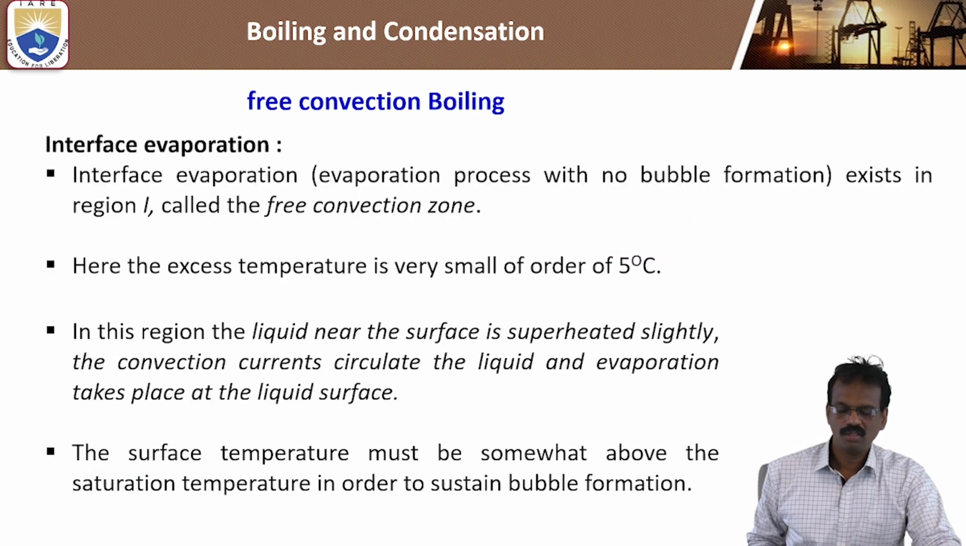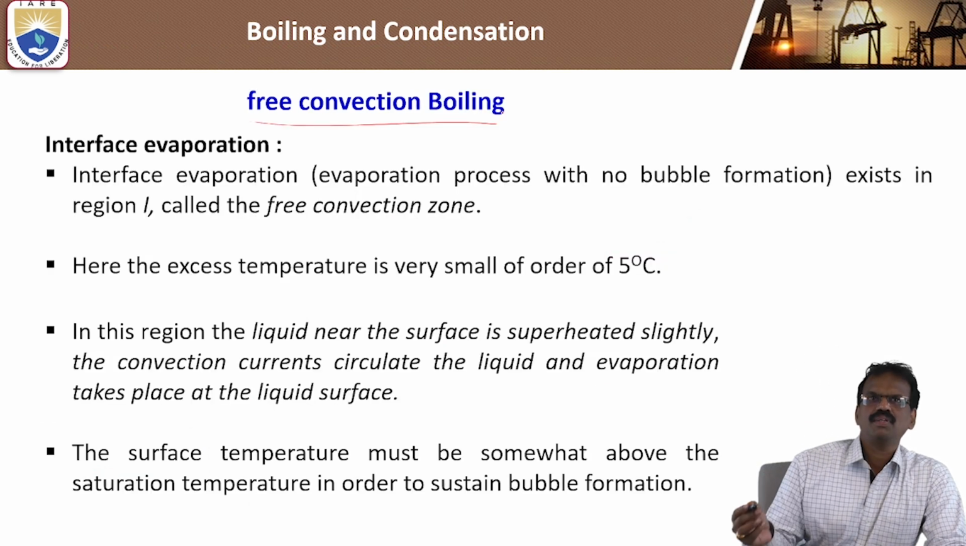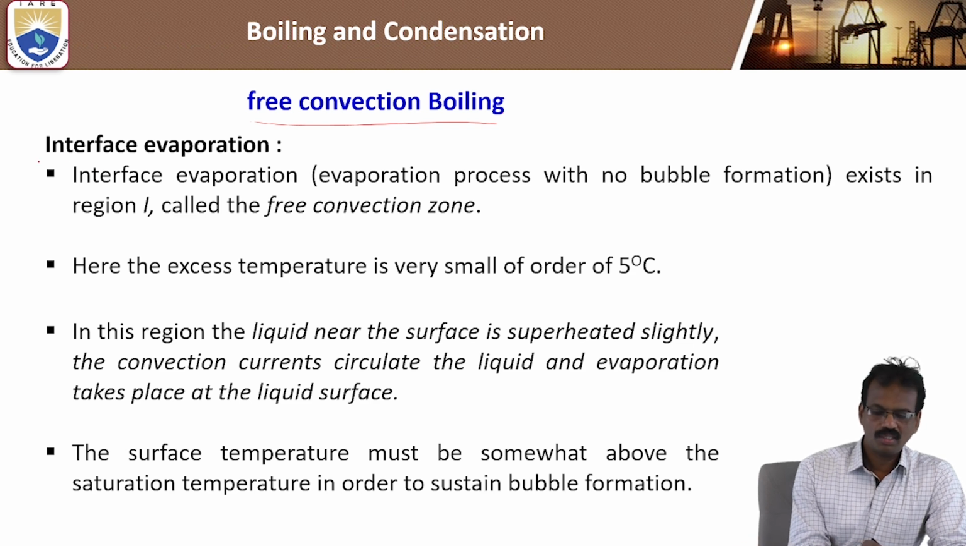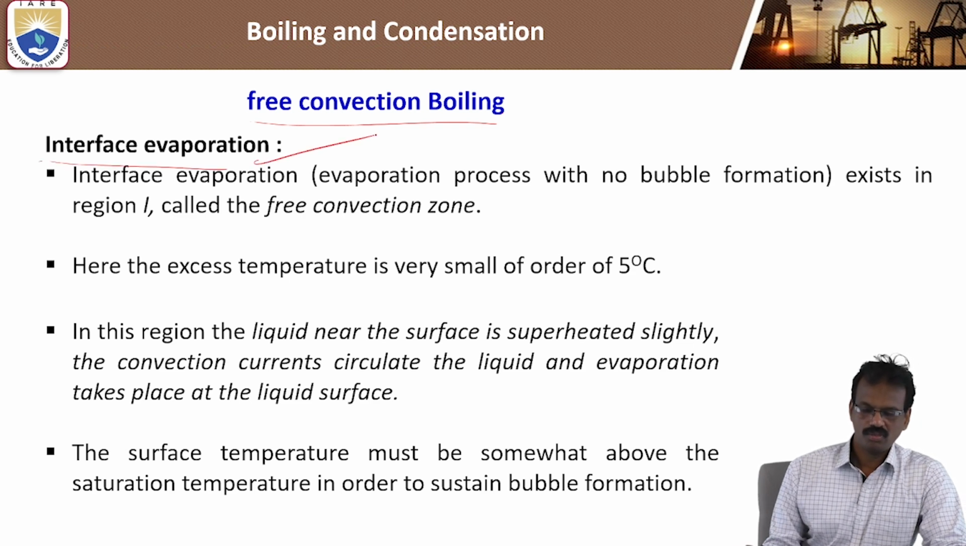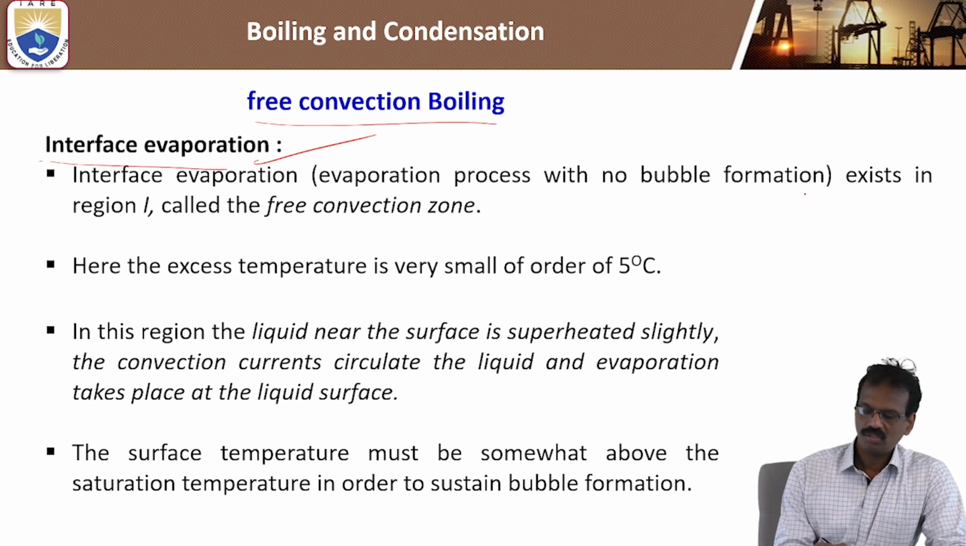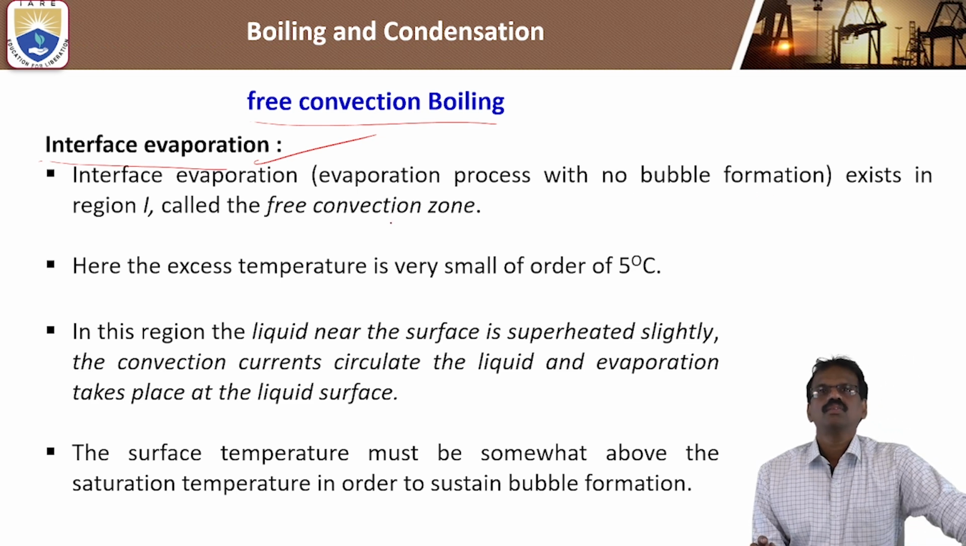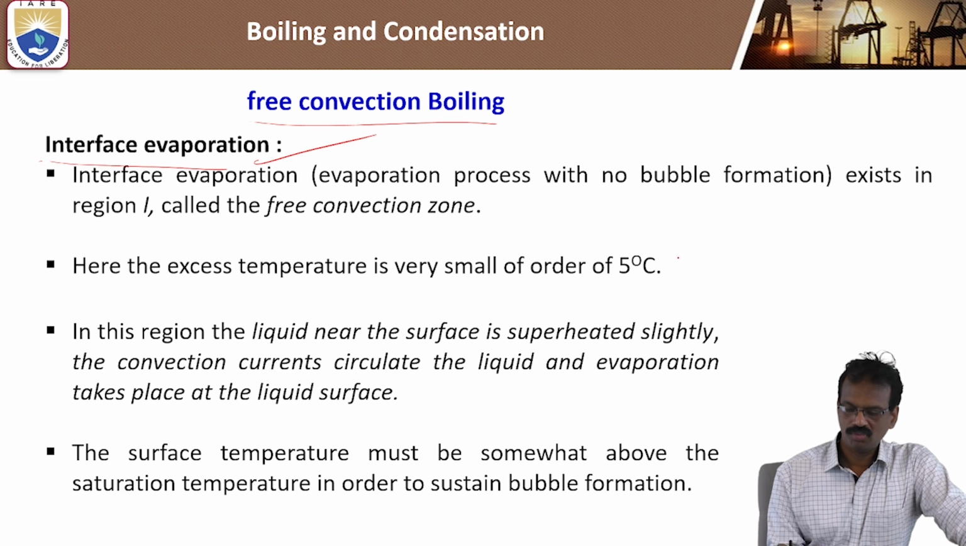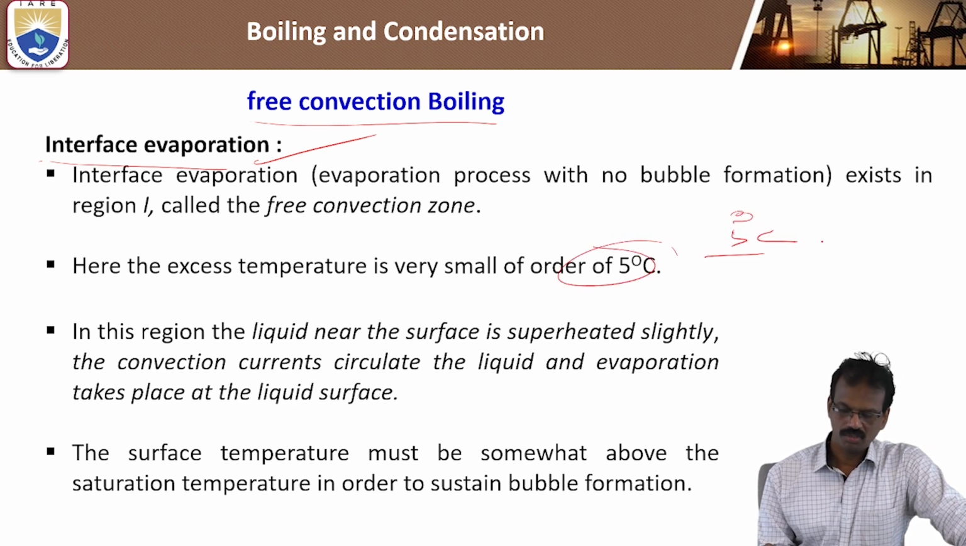Okay, these are the points already explained. The first phase is interface evaporation, next nucleate boiling and film boiling. In interface evaporation, there are no bubbles. Here the excess temperature is only 0 to 5 degrees Celsius, very near to the saturation temperature.